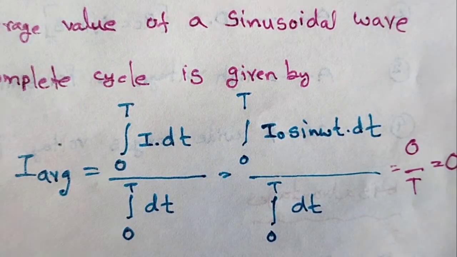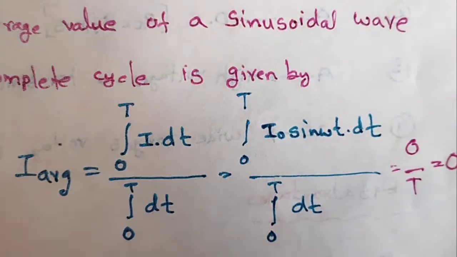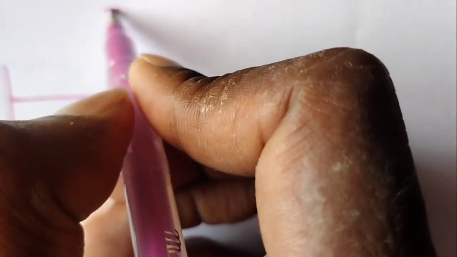But in the half cycles, is it 0 or not? Suppose let us take the half cycles. So this is a complete cycle. Here I am taking, so what is the I average? I average is equal to 0.